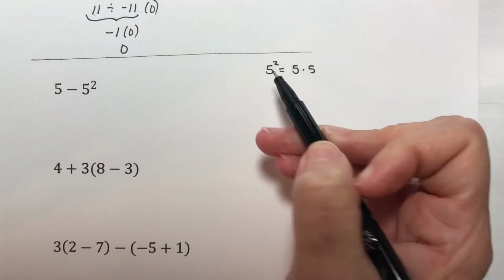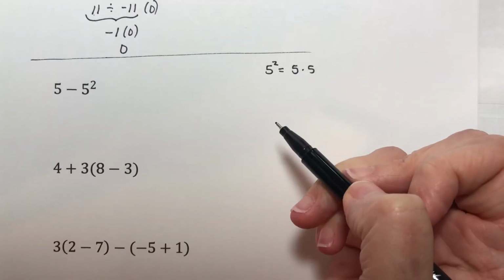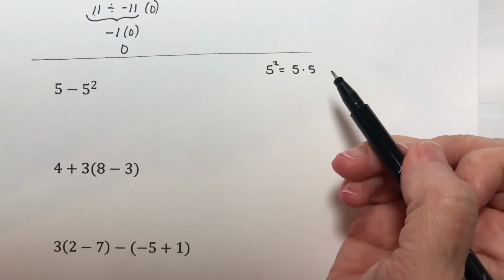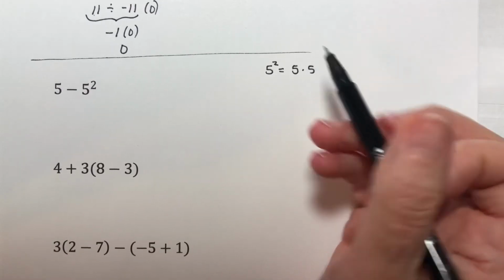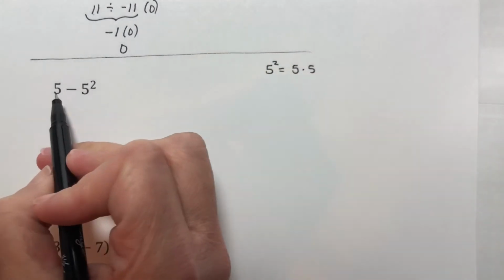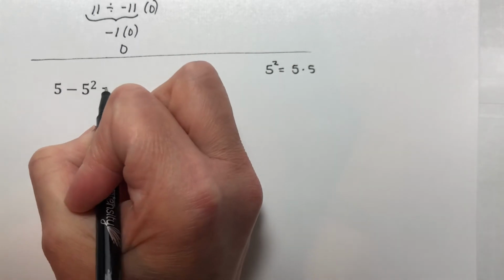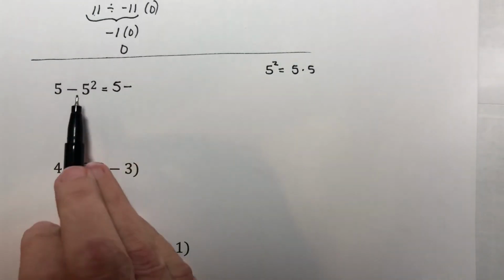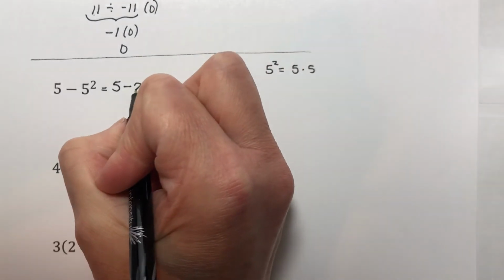We read the second power as squared, we read a third power as cubed, all the rest of them, we just say the power. Okay? So this is, and I have to do exponents before I can do a subtraction. This is 5 minus, because it's still the subtraction, 5 squared is 25.